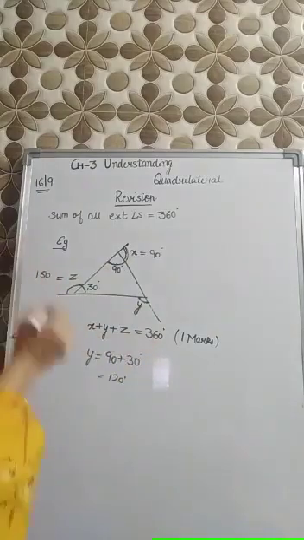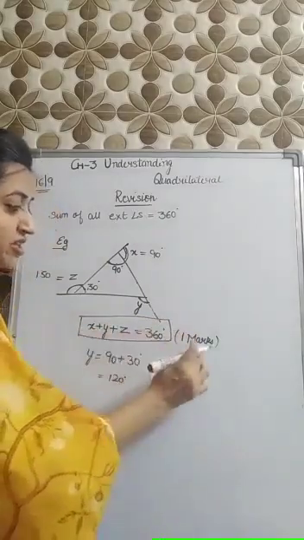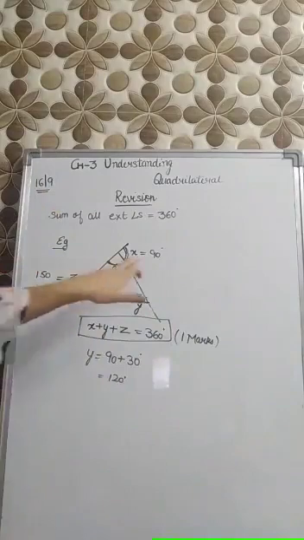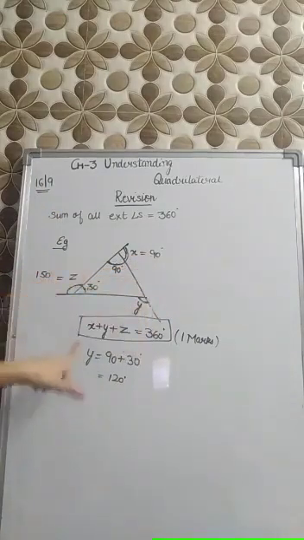But I'm again repeating, this property you can use directly if the question is for 1 mark. But if the question is for more marks, then you have to separately find the value of x, y, z. Then you will add them, x, y, z, and you will get their sum as 360.